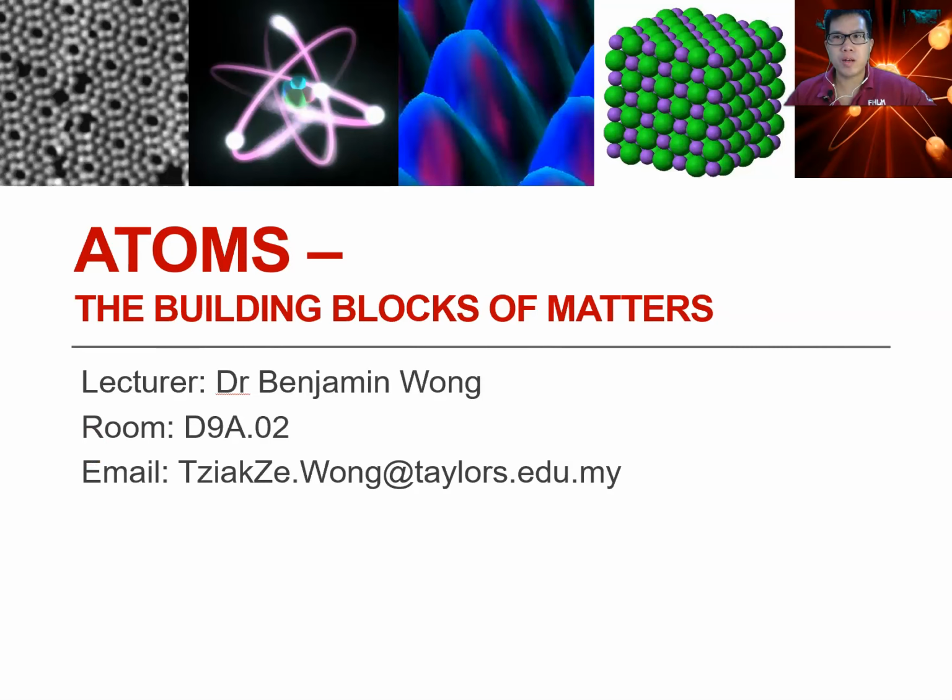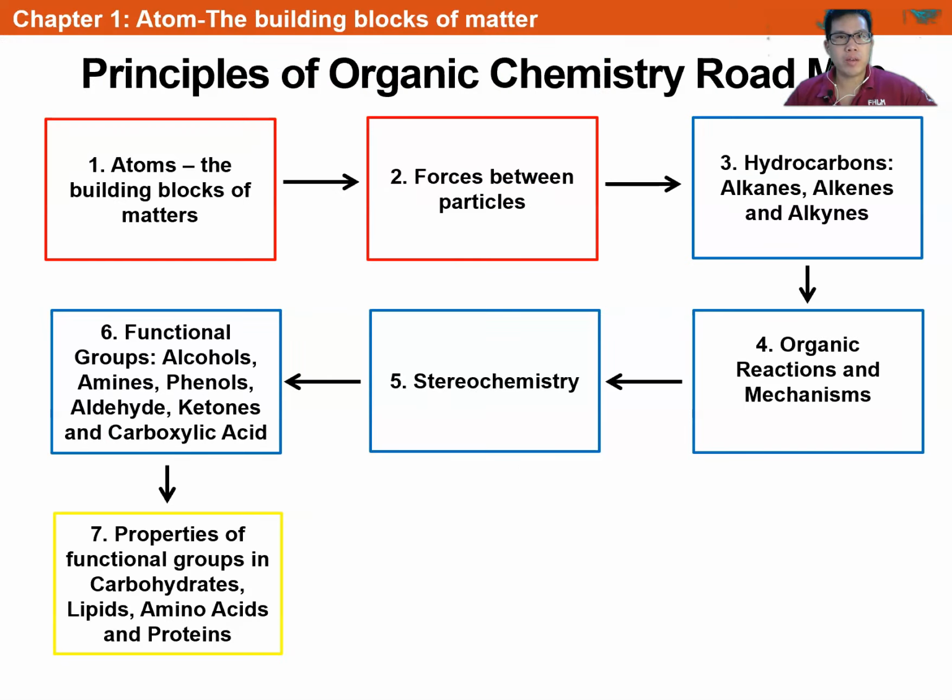Alright, before we start this chapter, let's look at the overall journey throughout the whole organic chemistry. This organic chemistry has altogether 7 chapters. You can see from here, 1, 2, 3, 4, 5, 6, 7. The first 2 chapters are atoms, the building blocks of matter, and the forces between the particles. These 2 are fundamental, very important.